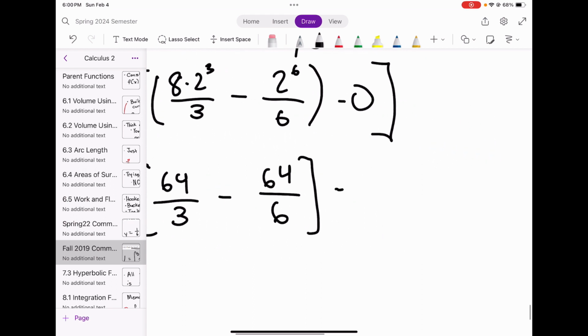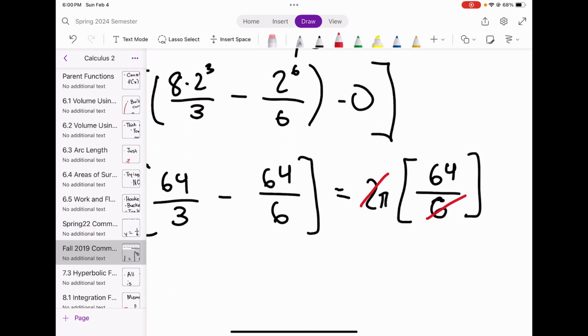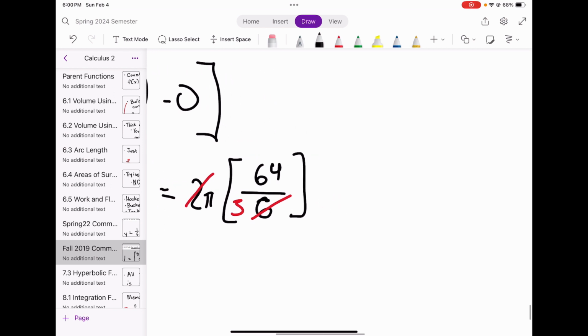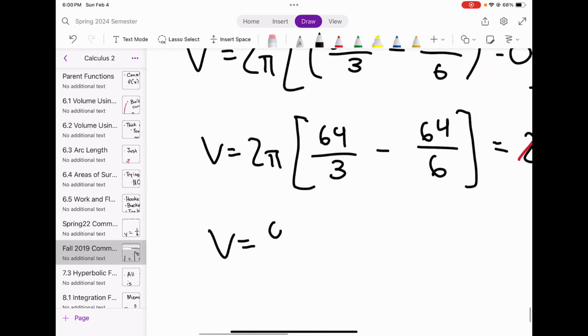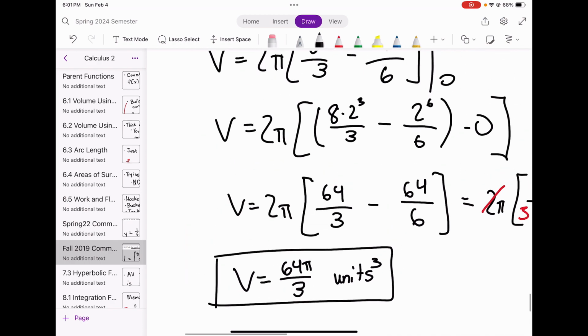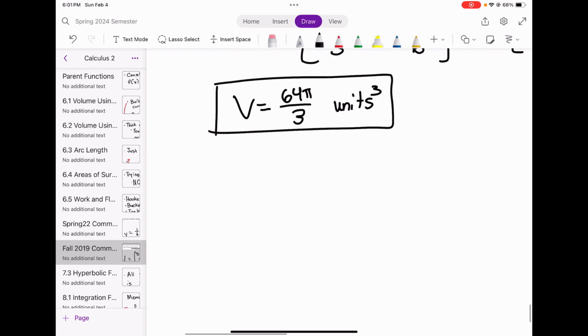That's 2 pi times 64 over 6. This can cancel out with that, so you get 64 over 3. I don't even know if 64 is divisible by 3. Hold on. No, it's not. It's not divisible, guys. Okay, and so you get the final answer: V is equal to 64 pi over 3 units cubed. And there's your answer for, I don't remember what number this is, number 5. This is your answer for number 5.